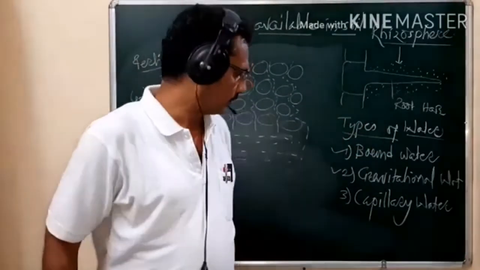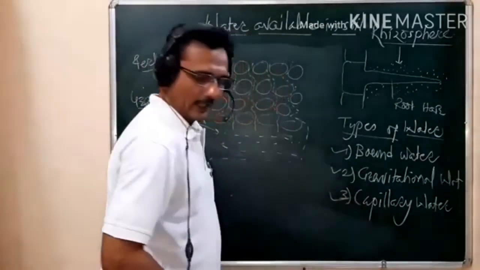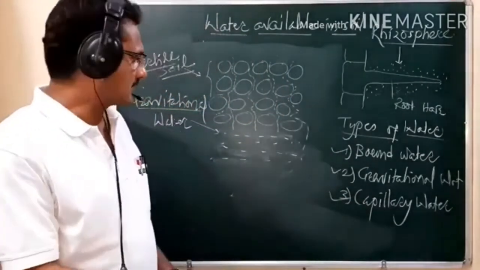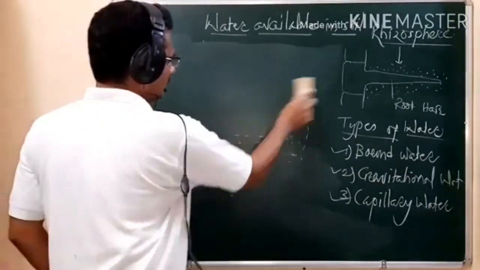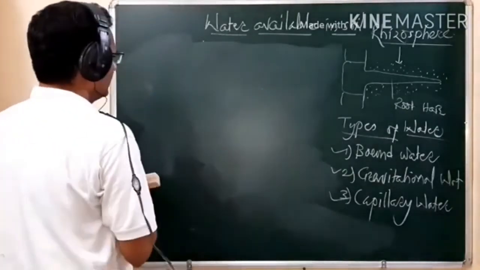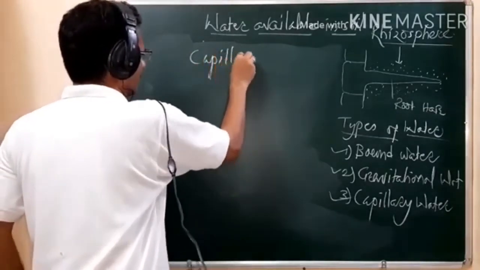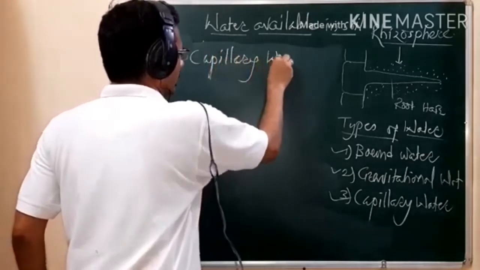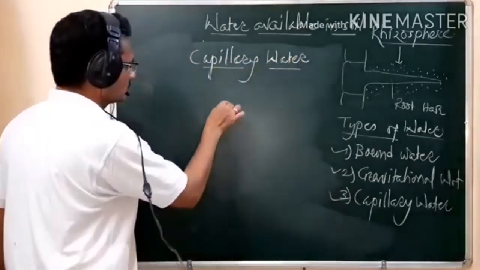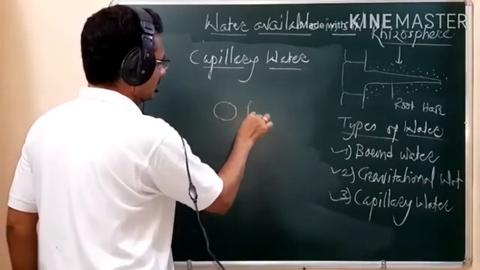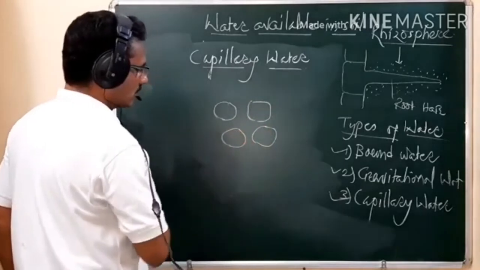Then the third type of water, student, the capillary water. So this capillary water, what is that? The third type of water is capillary water. So remember, student, what is meant by capillary water? So suppose these are the soil particles.